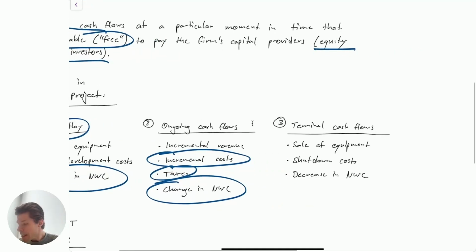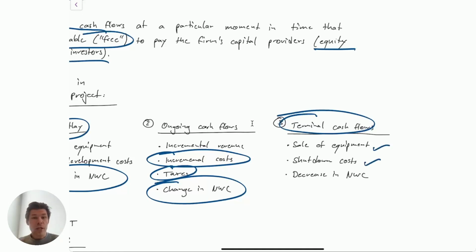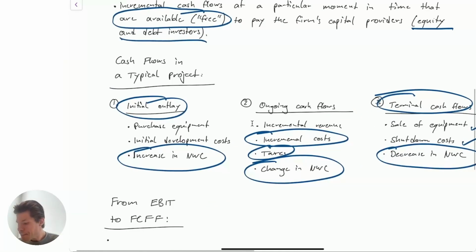And then terminal cash flows are the cash flows at the very end. Once, for example, the project is over, then you can sell your equipment. Maybe you can shut down some production lines that are used for this project. And then you can basically sell or decrease your net working capital, your inventory, and sell it without buying new inventory because you know the project is coming to an end.